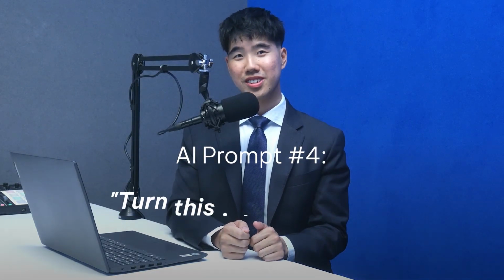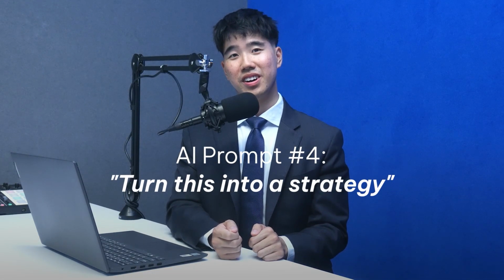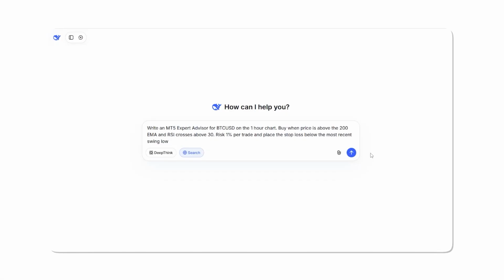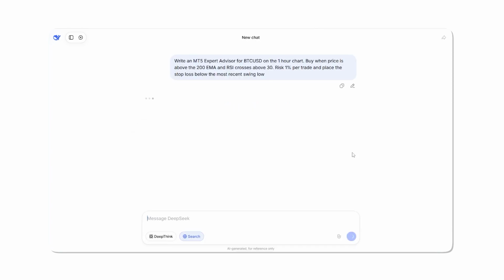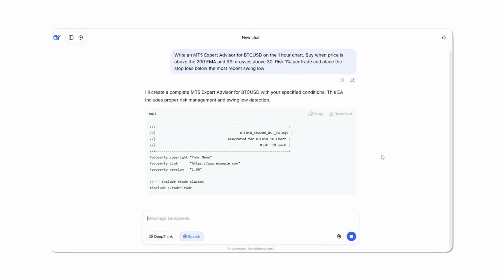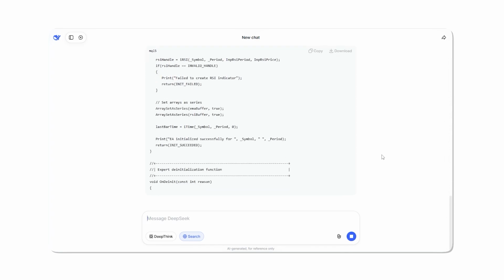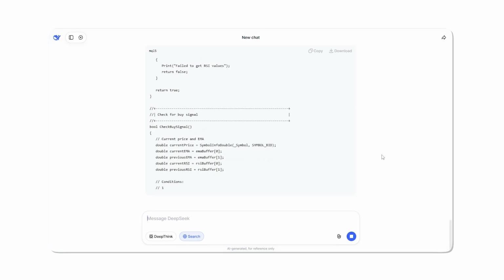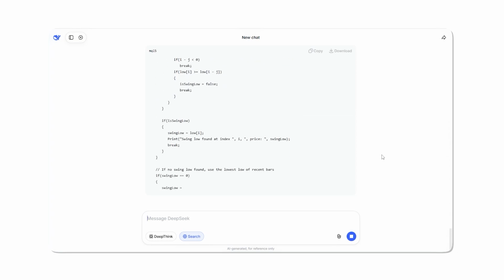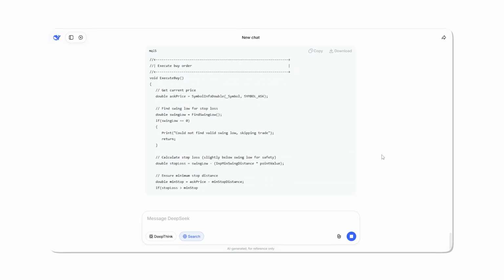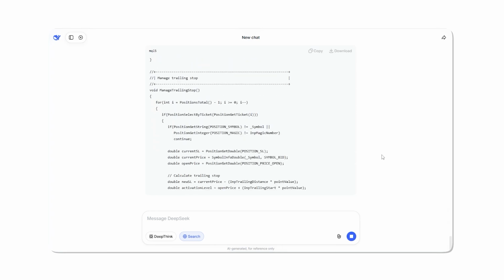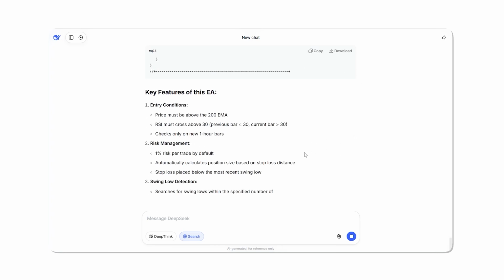The fourth prompt is to ask the AI to create a bot for MT5, TradingView, or cTrader. You can describe your entry conditions, exit rules, and risk parameters, then ask DeepSeek to turn that into an MT5 expert advisor or TradingView Pine script. For example, you could ask, write an MT5 expert advisor for BTC USD on the 1-hour chart. Buy when the price is above 200 EMA and RSI crosses above 30. Risk 1% per trade and place a stop loss below the most recent swing low.